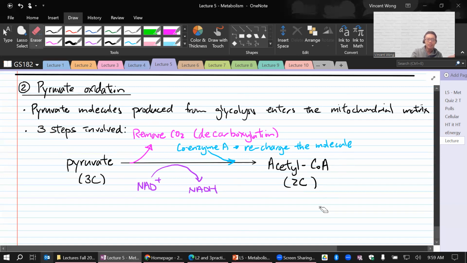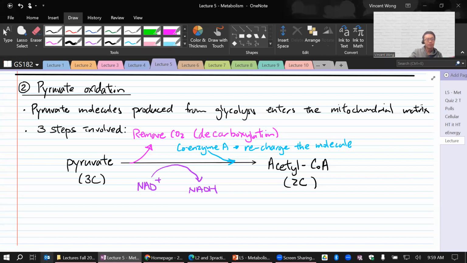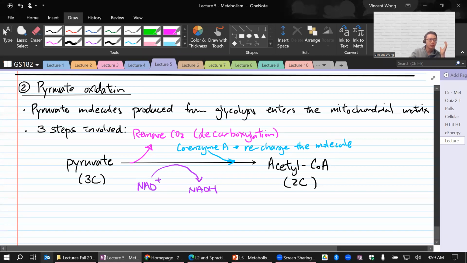Now, how many times does this reaction happen for each glucose? 3 times. Maybe. Did you say 3 times? I didn't quite hear. 3 times. Okay. Anyone else? The question is, how many times does this reaction happen for each glucose that we break down? 2 maybe. 2. Okay. Anyone else?